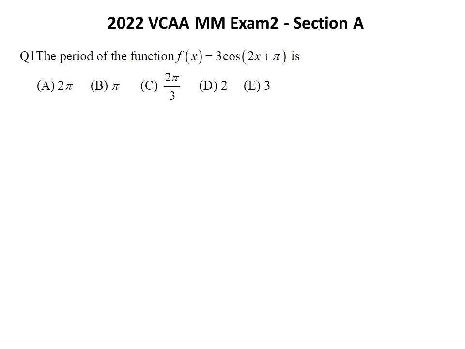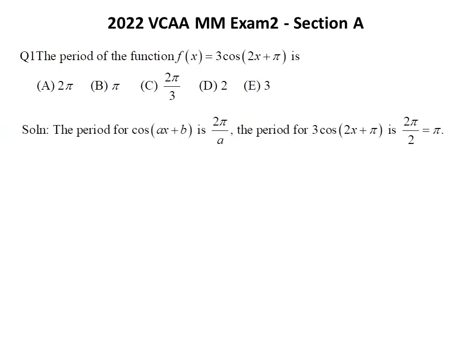As can be seen, question 1 is to find the period of the function y equals 3 cosine of (2x plus pi). Generally speaking, the period for cosine of (ax plus b) equals 2 pi over a. Hence, the period of the function y equals 3 cosine of (2x plus pi) equals 2 pi over 2, which equals pi. So the answer for question 1 is B.